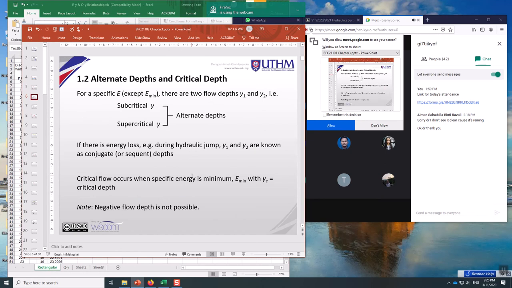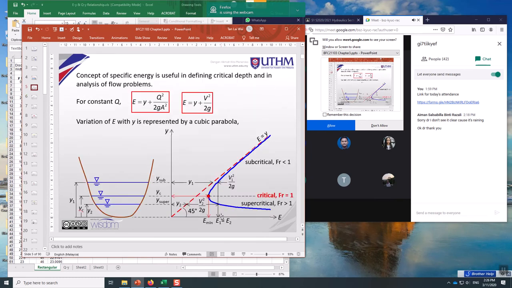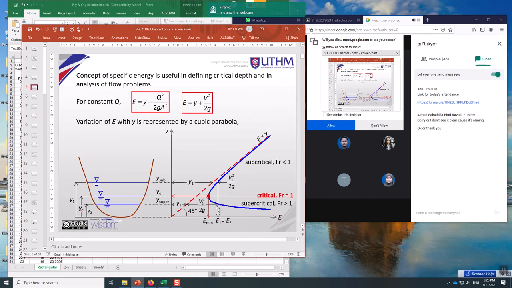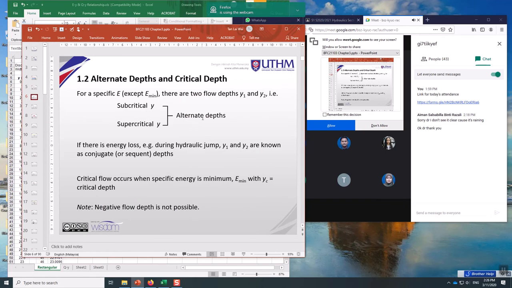Now, what are alternate depths? When I mentioned that for any specific energy on this graph, you would have two depths. One specific energy would give you two depths, one depth in supercritical condition and the other depth in subcritical condition. Those depths are known as alternate depths. That means having the same specific energy, you have two depths, subcritical and supercritical depths. So if I ask you how would you define alternate depths, you would say they are the subcritical and supercritical depths obtained at the same specific energy.